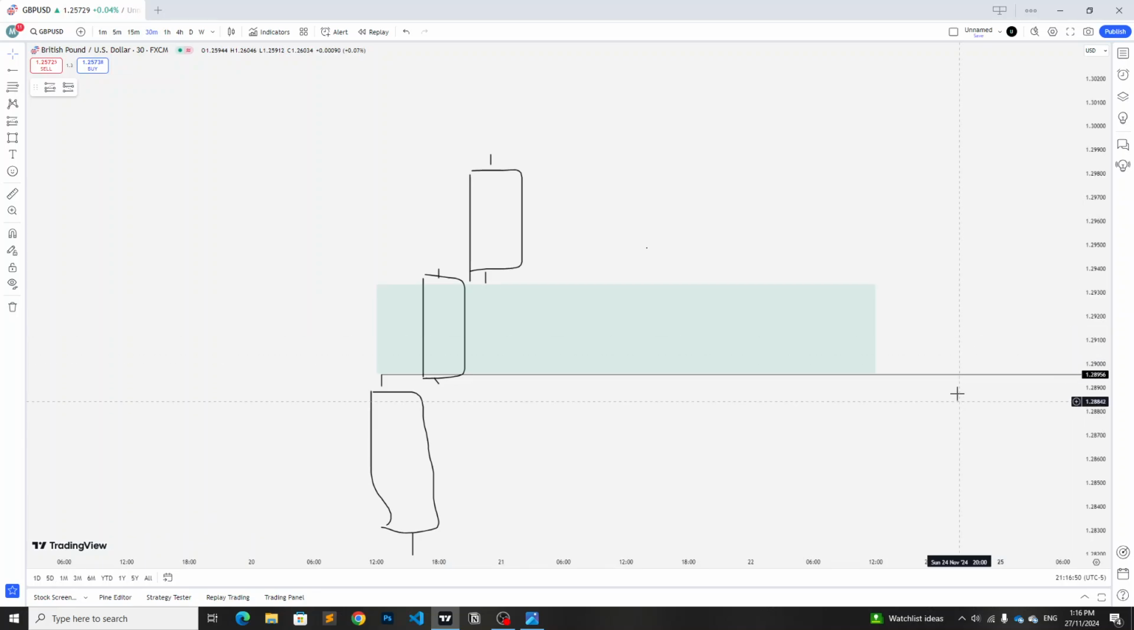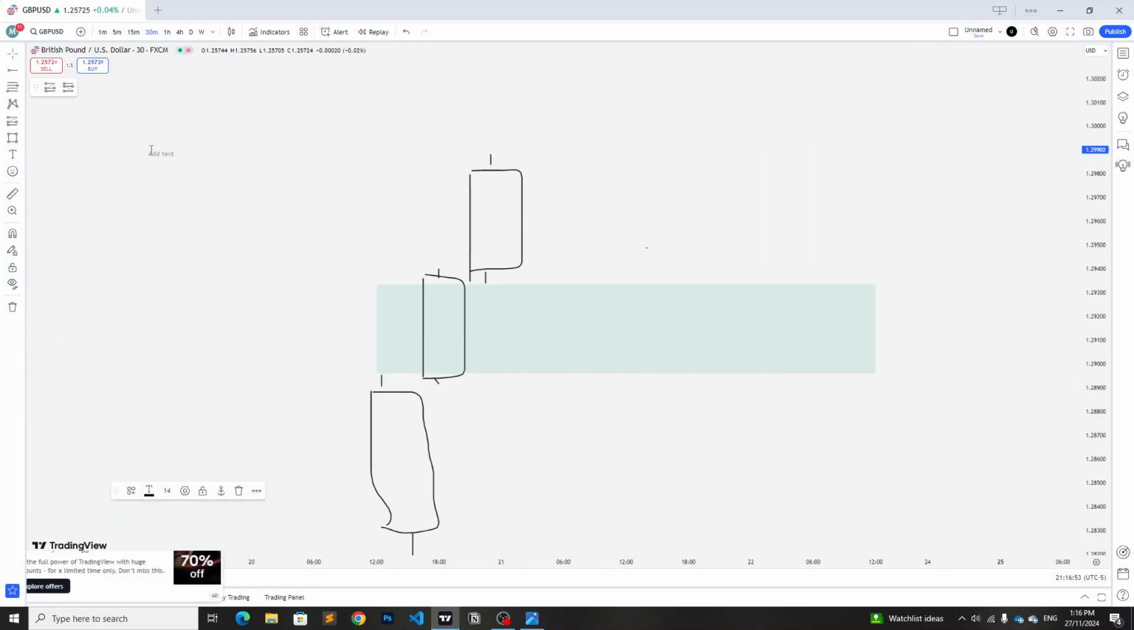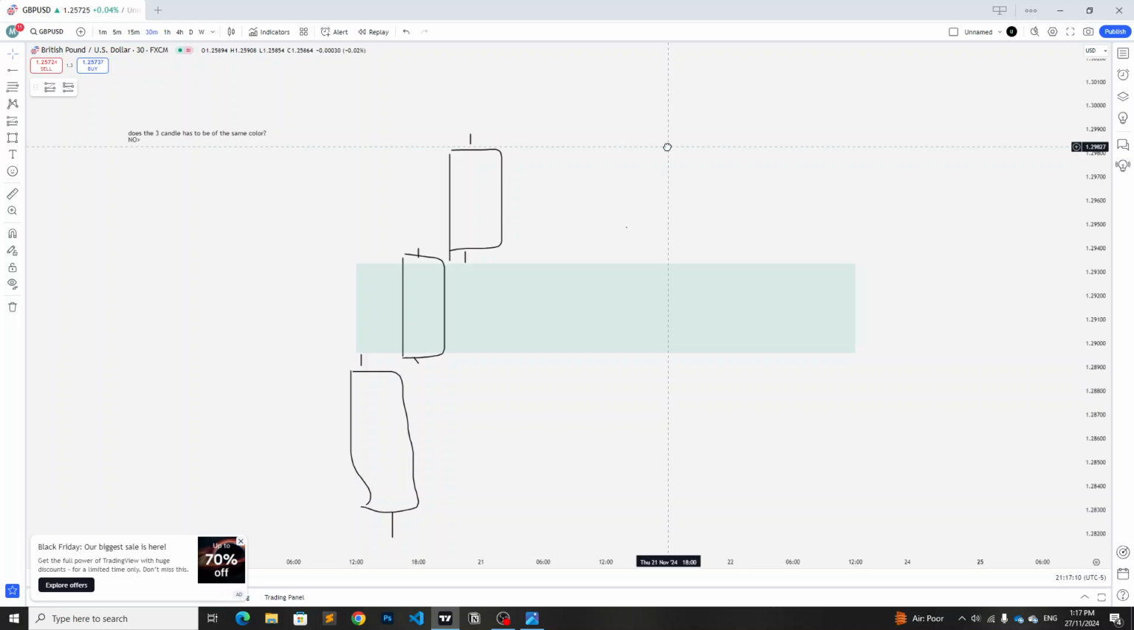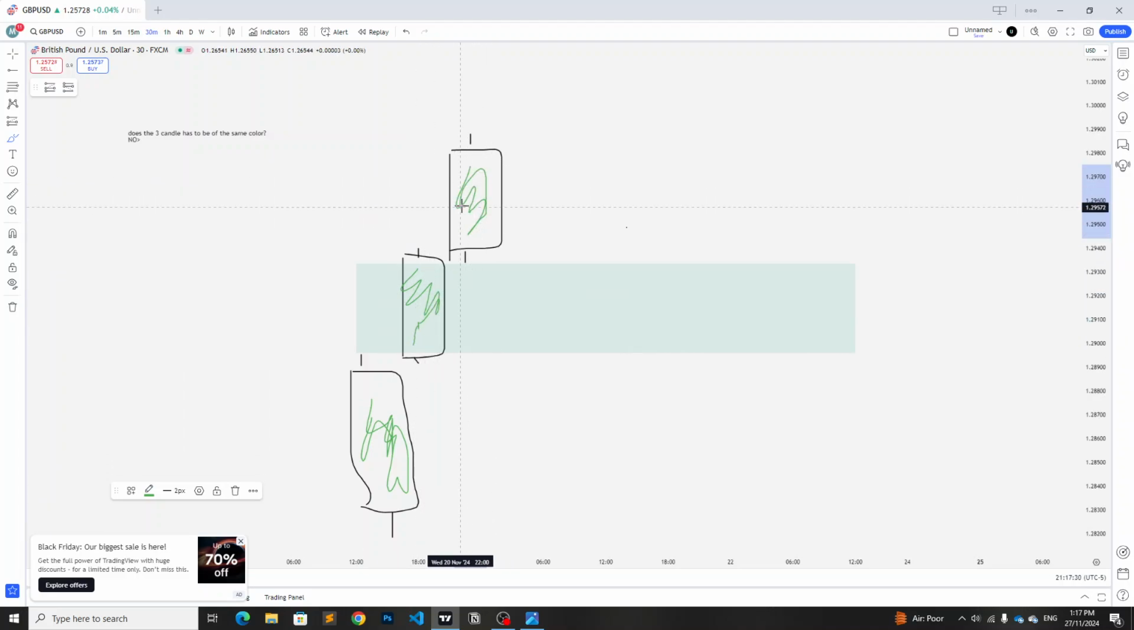So if you ask me, does the three candle have to be of the same color? The answer is I don't know. Imagine the market is going in a bullish direction. Most people get confused here. Suppose this is a green candle, this is a green candle, and this is a green candle.